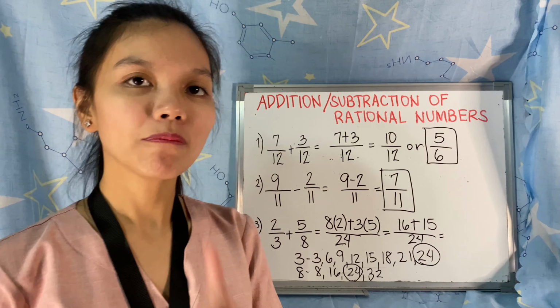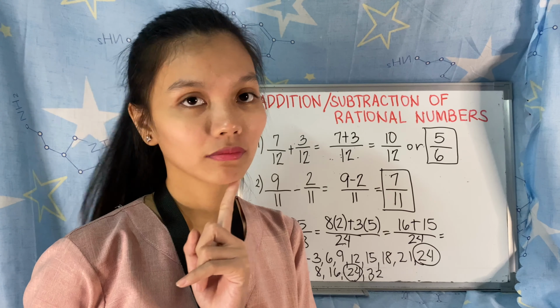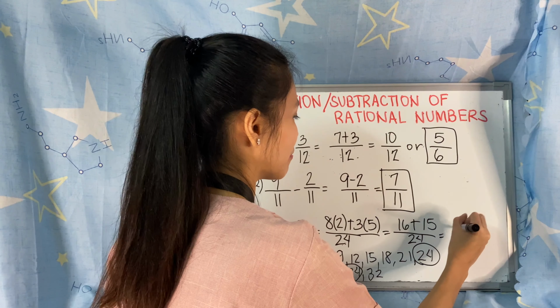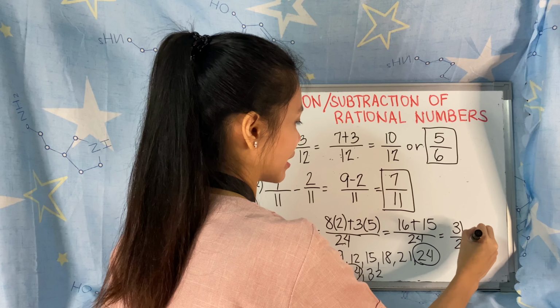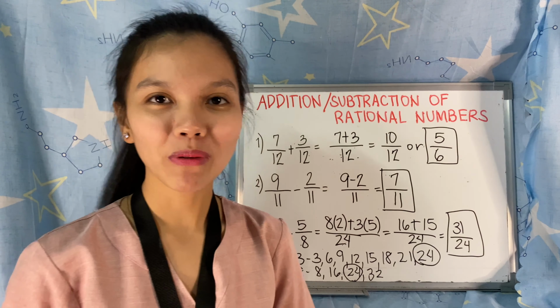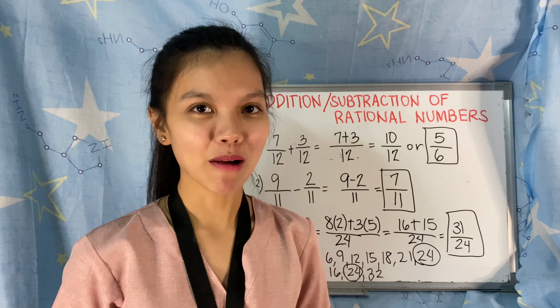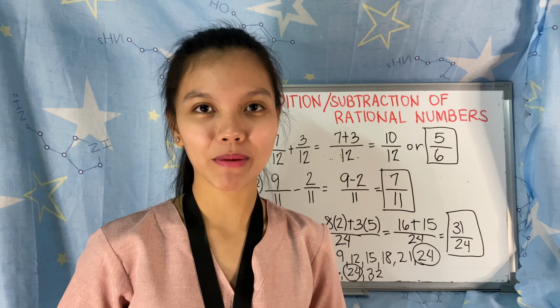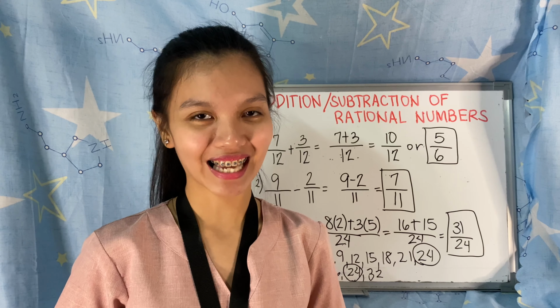So, 16 plus 15. Yes, that is 31. So, 31 over 24. So, we can simplify this because 31 is already a prime number. Meaning, hindi na siya kayang i-divide sa kahit na anong number maliban sa 1 at sa kanyang sarili.